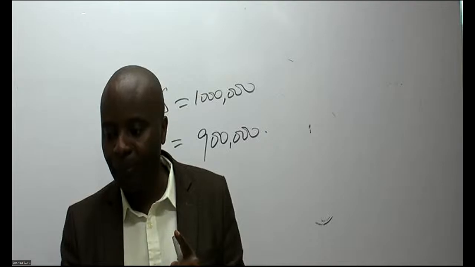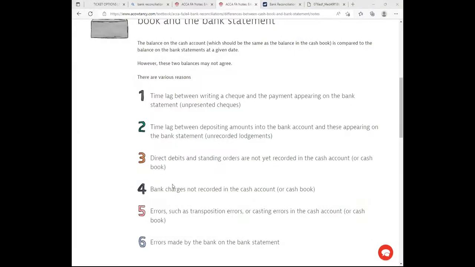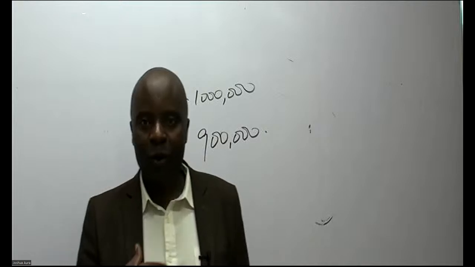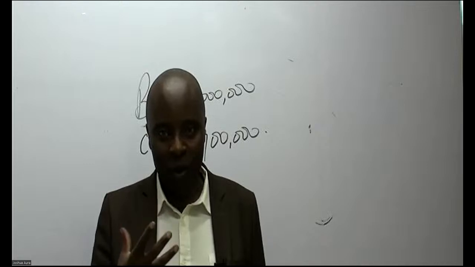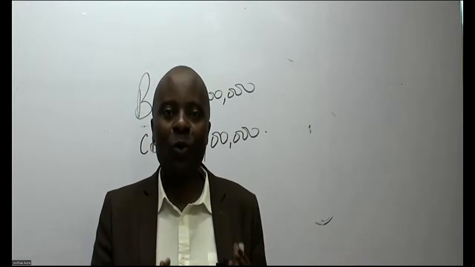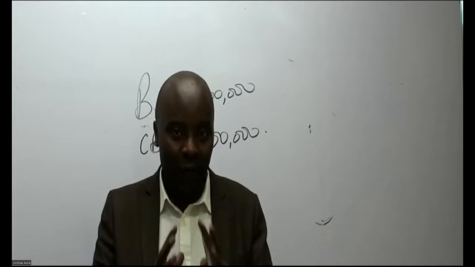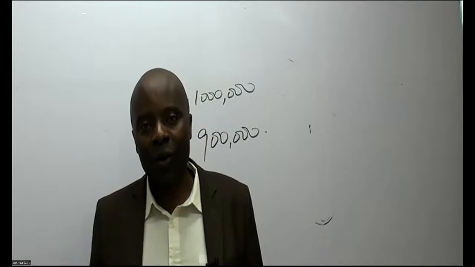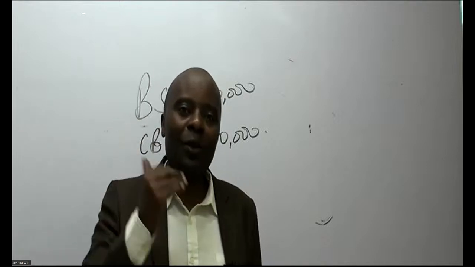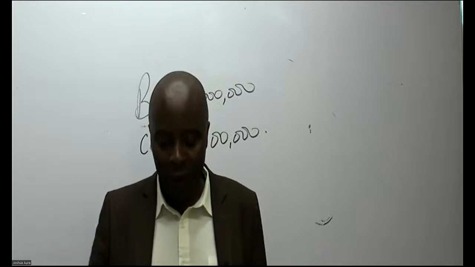Then we have here what we call direct debits and standing orders that are not yet recorded in the cash account or cash book. Ladies and gentlemen, remember, there are those standing orders that we give. For example, I am a good finance manager. I know how to manage my finances quite a lot. Of course, when I was a young man, I struggled with learning the art of managing my own finances. But nowadays, I'm very good. So assuming I'm getting like 600,000 Kenya shillings a month from my employer.